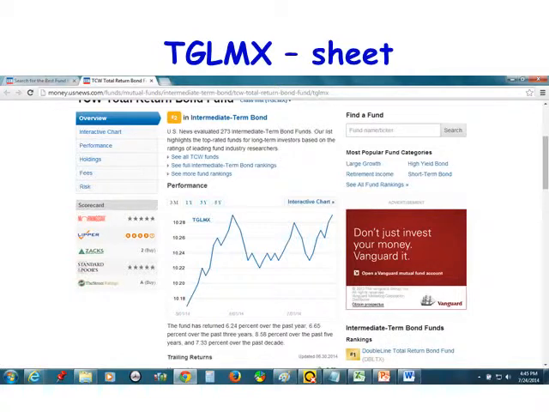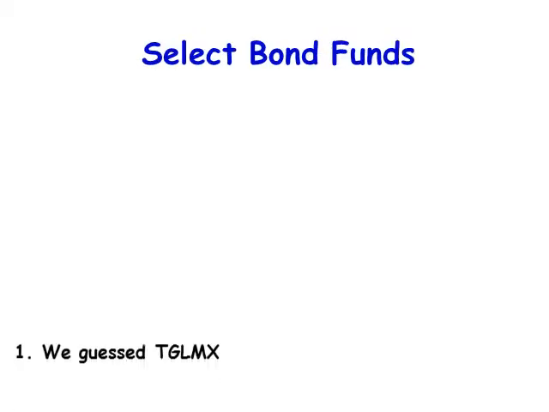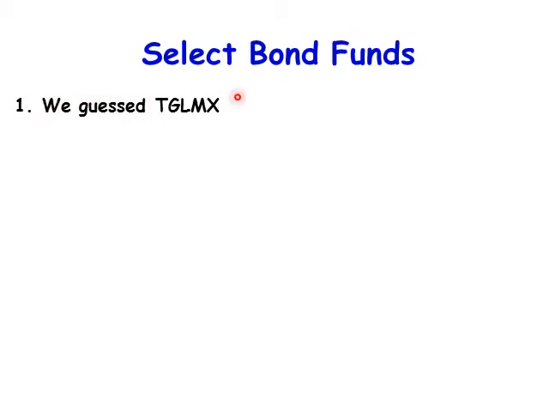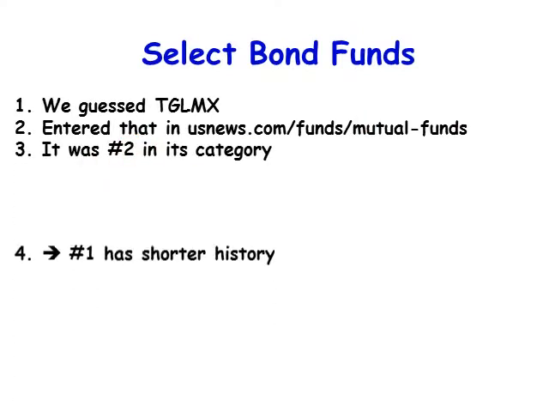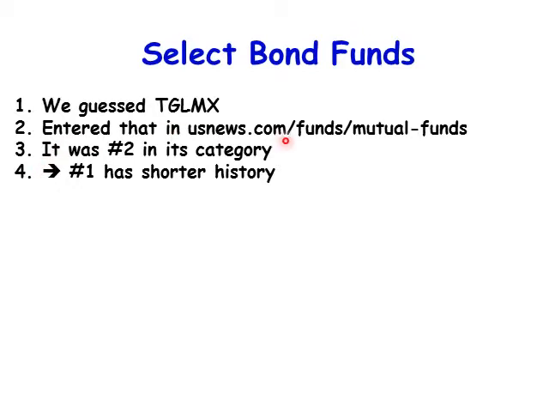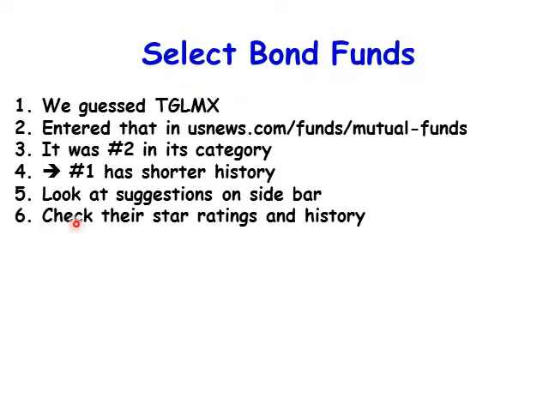Okay, let's continue. So far, what we did, we guessed TGLMX, which is a fine intermediate term bond fund. We entered that in this location here. Then this was number 2 in category, and number 1 has a shorter history. We will find it with this TGLMX. Look at the suggestion on the sidebar. We also did this. The next slide shows you the sidebar, and check the star ratings and history.